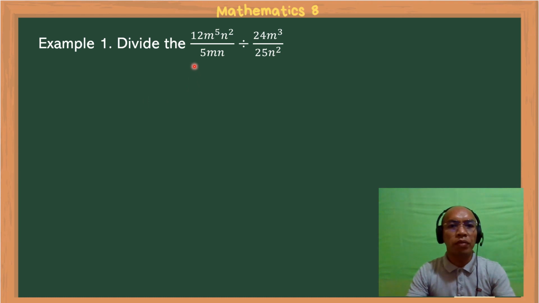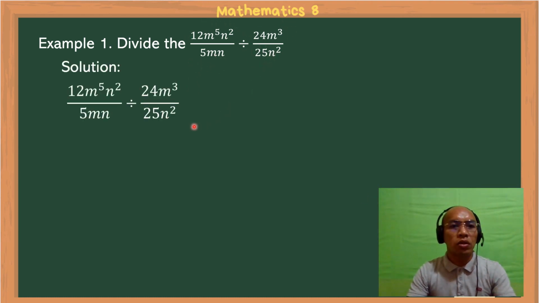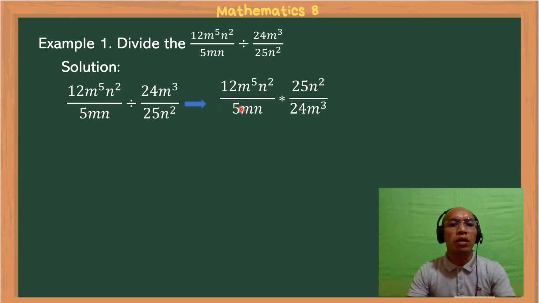So let's have example number 1. Divide this expression by this expression. So this is the given problem. So first, we're going to copy the numerator, then times the reciprocal of the denominator. So the 24m cubed now will be the denominator. The 25n squared will be the numerator.